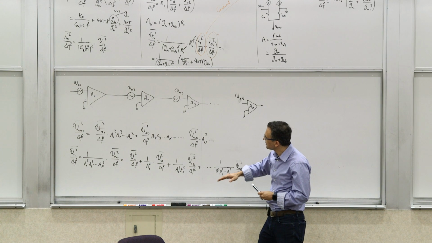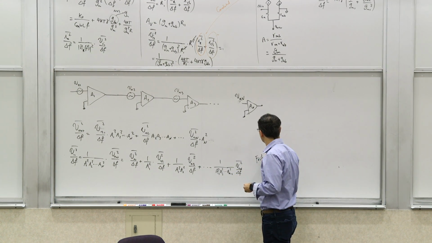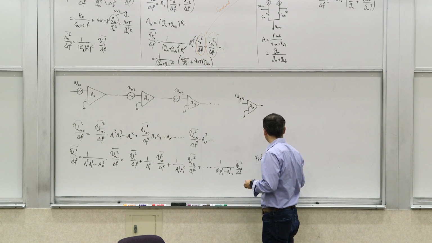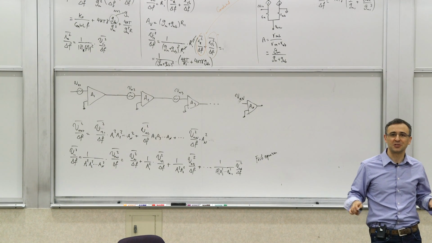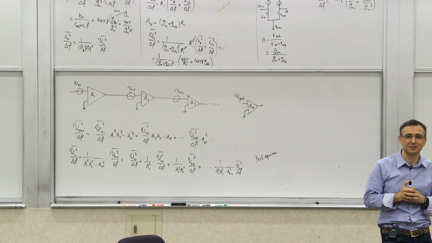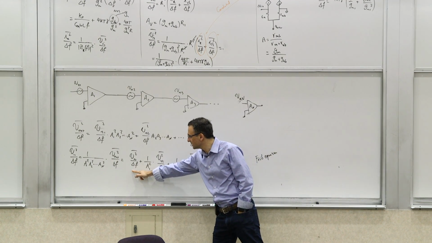So what does this expression tell you? This is, by the way, called the Friis equation. There are two Friis equations, one here and one in antennas. They have nothing to do with each other. There are two of them in electrical engineering. So this Friis equation has an important lesson.